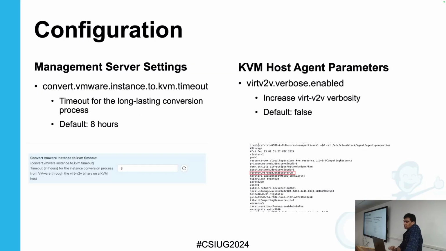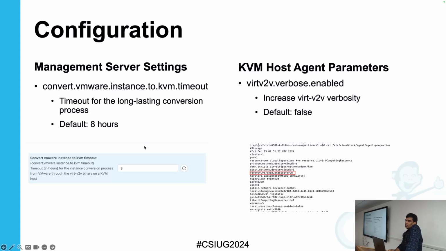So this is the configuration I am talking about. In order to see the complete virt-v2v logs in the KVM host agent logs, you have to enable this setting, virt-v2v verbose enabled. By default this is false, so you cannot see all the detailed progress of the conversion. If you want to see that, you have to set it to true and restart the agent in the host.